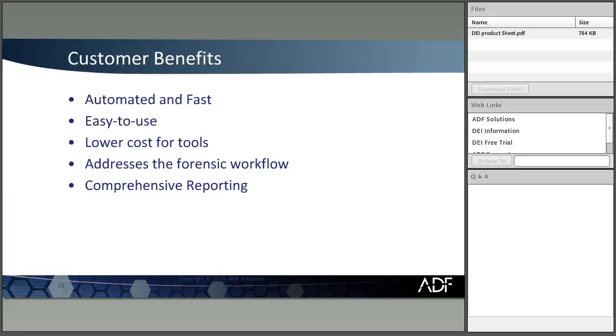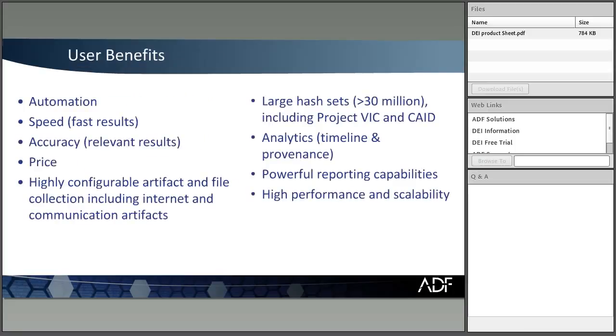It addresses the forensic workflow, comprehensive reporting, and hash sets. I told you I ran a couple of hashes. They were small. We've tested this to over 30 million. We can import the Project VIC and CAID hash sets. Like I said, we tested to over 30 million. Everybody has their own custom hash sets that they want to import into every case. We can do that, no problem. You can import as many sets as you want.